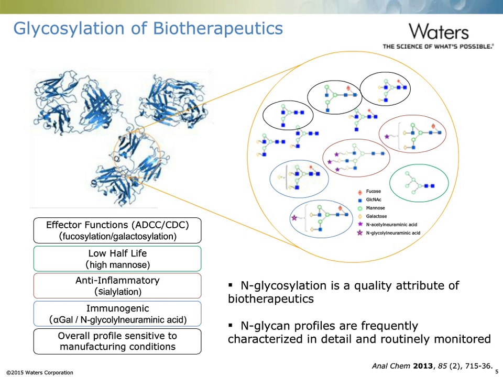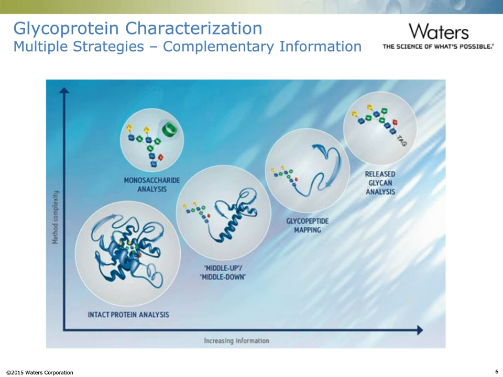And there are many strategies used in glycoprotein characterization, each involving methods of varying complexity and each providing complementary, albeit varying, levels of information. Intact protein analysis is often employed to obtain a global view of glycan content, middle-up or middle-down LC-MS strategies to obtain high-resolution data and domain-specific information, glycopeptide mapping to elucidate linkage sites, and lastly, monosaccharide analysis where compositional information about glycan modifications is obtained. But with little dispute, it could be said that the most important tool for obtaining glycan information is released glycan analysis.